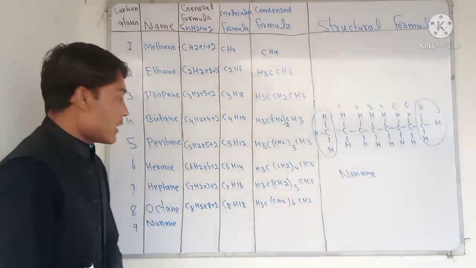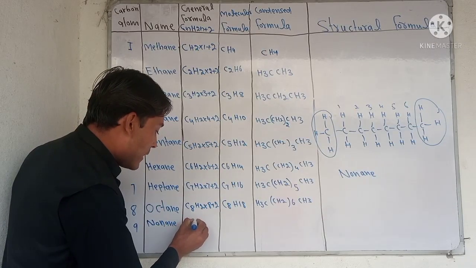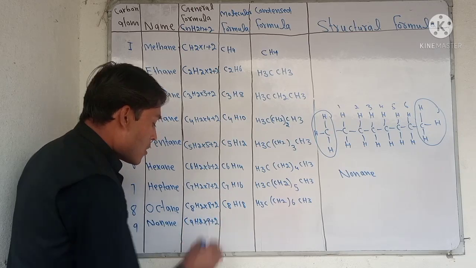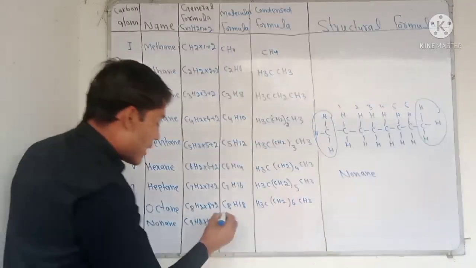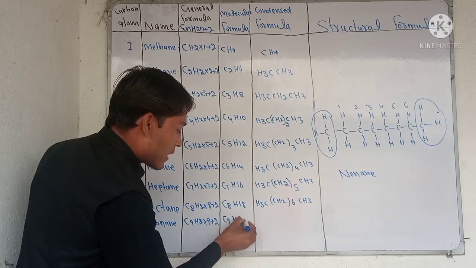And if we talk about the general formula, we need C, and that is CnH2n+2, so for 9 carbons, 9 multiplied by 2 plus 2. So 9 twos are 18 plus 2, that is 20. The number of carbon is 9 and H is 20. So we can write C9H20.